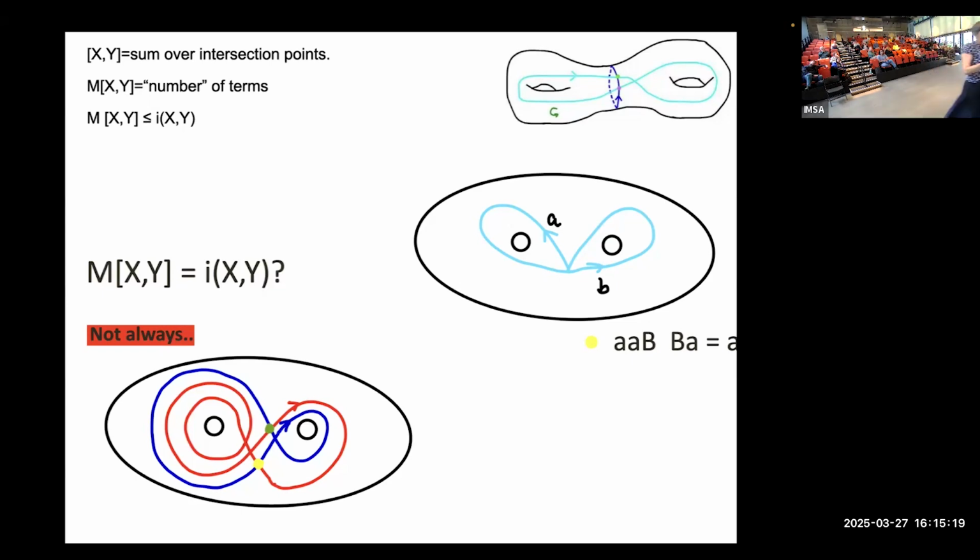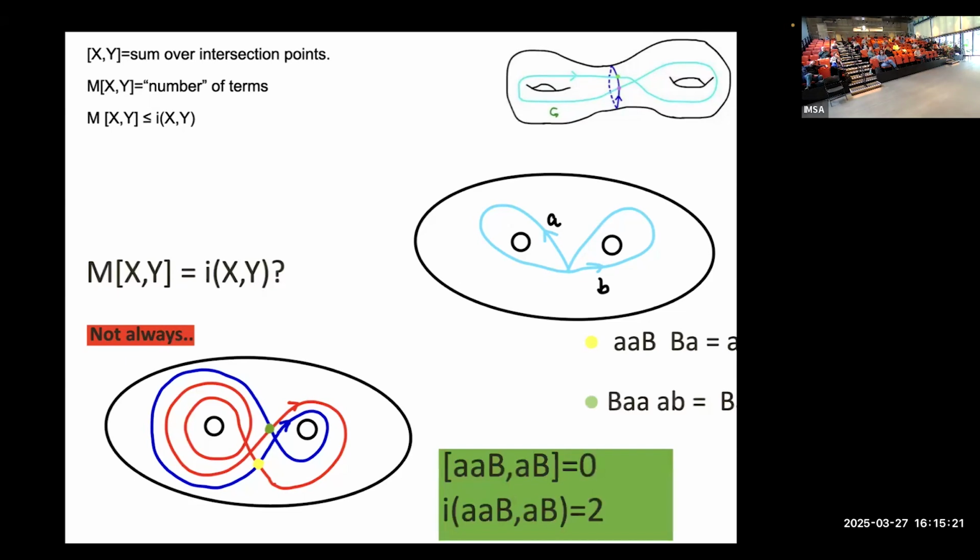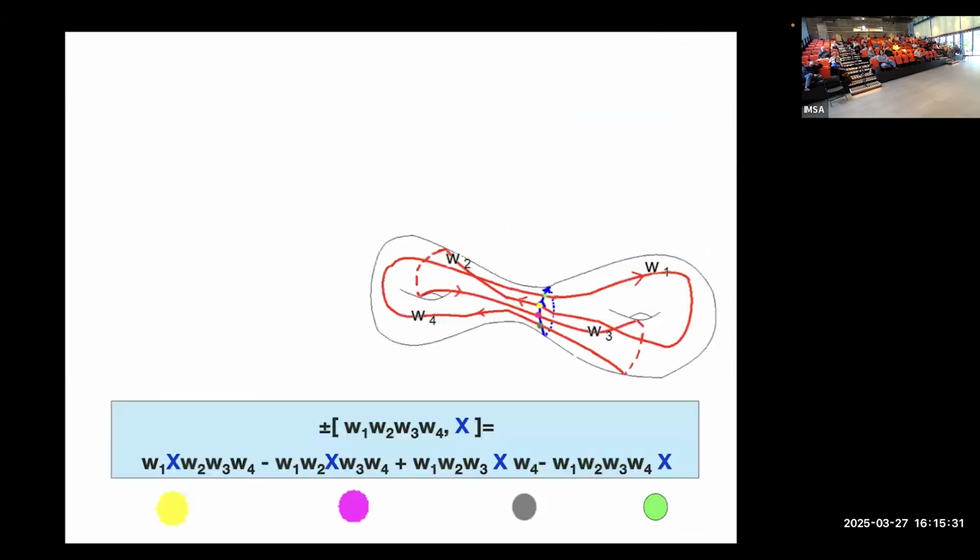So there's no hope in counting exactly. It's an upper bound, not a lower bound, for the self-intersection number.